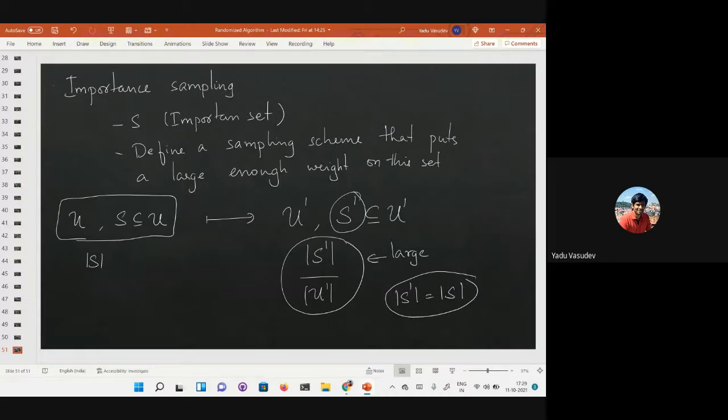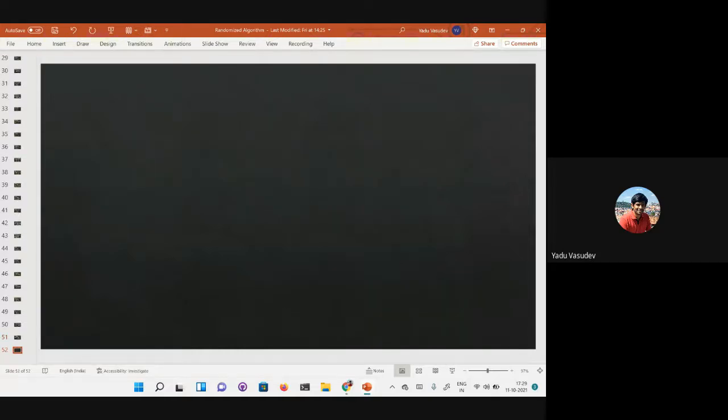Any questions so far? Okay, so let's see this importance sampling and how it is applied for DNF counting. So what do we have? We have this formula phi. Let's look at the actual FPRAS for sharp DNF.